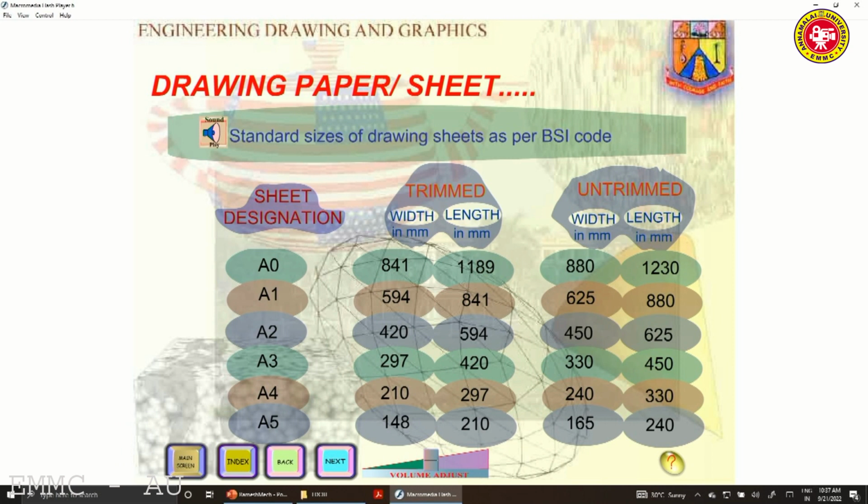Here also we have a lot of sizes: A0, A1, A2, A3, A4, A5. Normally we know about the paper size A4. If two A4 sizes are joined together, they make A3. Two A2 sheets make A1, and two A1 sheets make A0. So that is the similarity.